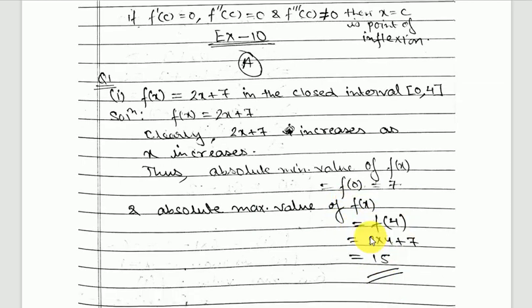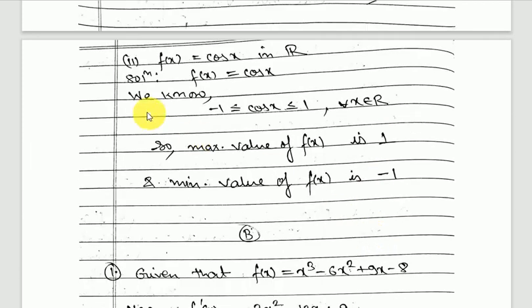Now let us see the next question. Here the next question is f(x) equal to cos x. The function is given to us and this function is defined on R. That means x can be taken as anything from R.